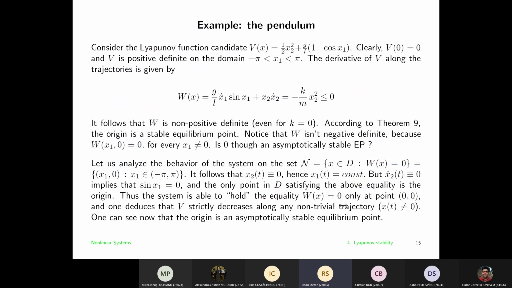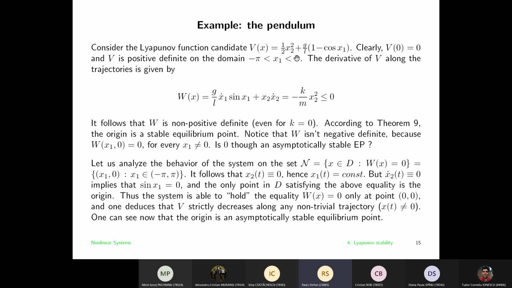Okay, let's do these calculations. So we have first the derivative of V with respect to x1. This term does not contain x1. We make the derivative with respect to cosine. Cosine derived is minus sine, but with the minus from here, we get just sine of x1 multiplied by g over L. And of course, we multiply by the derivative of x1.